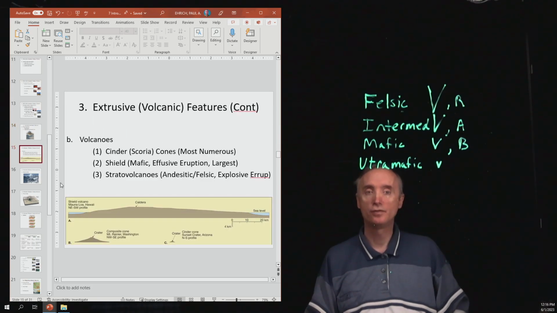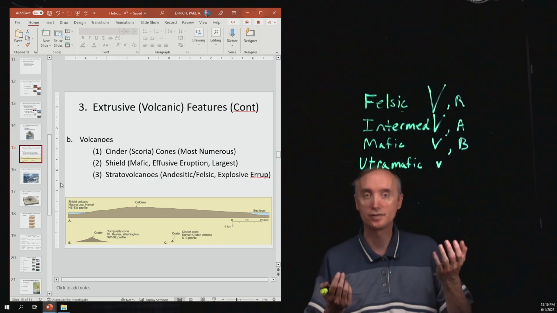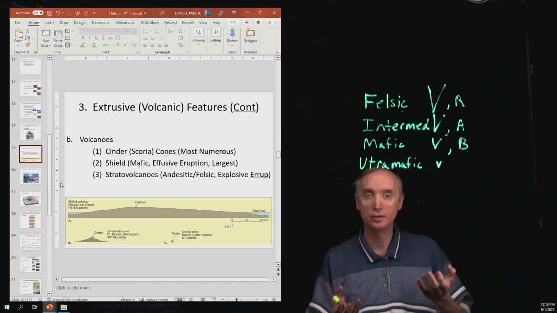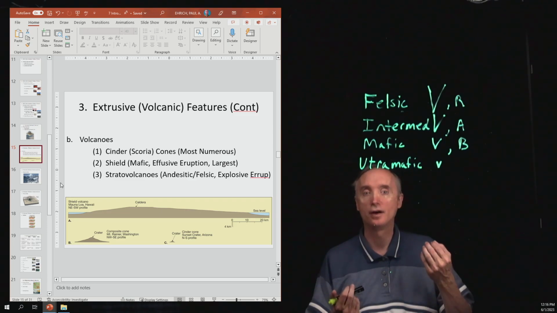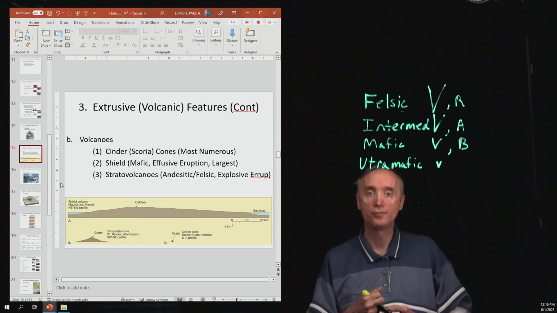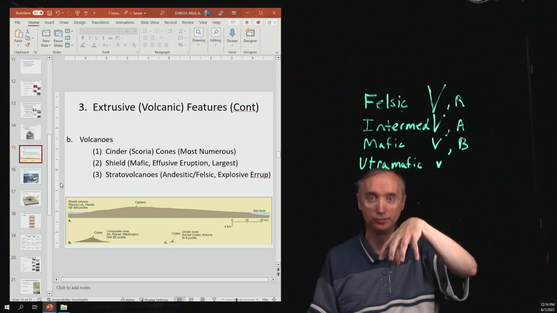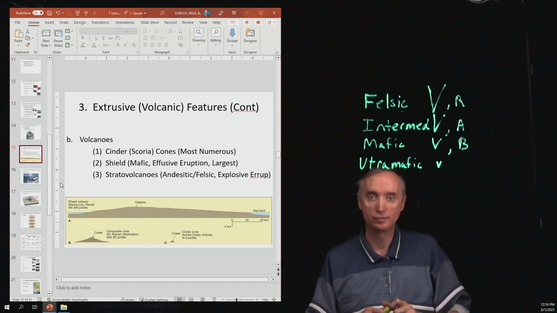Okay, now what kinds of volcanoes can you have? So the cinder volcanoes are going to be composed of cinders. Another name for this is scoria cones, and these are going to be the most numerous types of volcanoes. They tend to form around the main volcano, and they produce cinders.